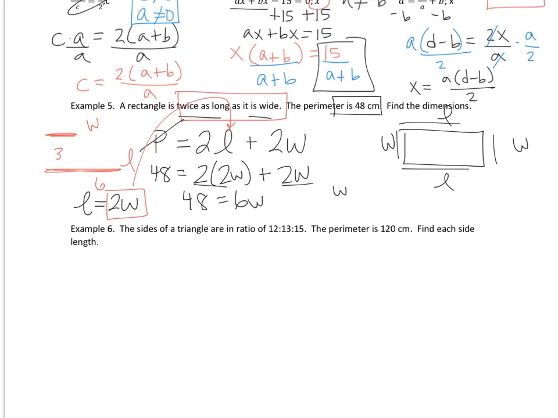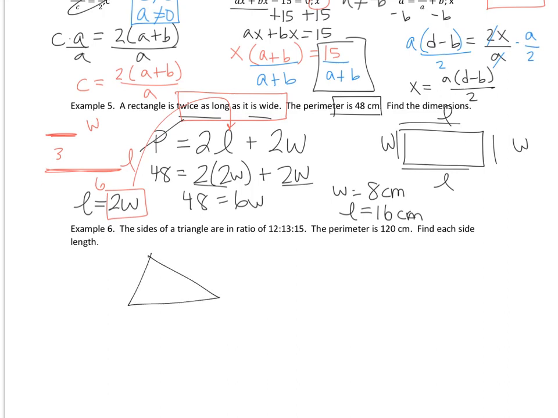The width equals 8 centimeters. So therefore the length has to be twice that. So length is 16 centimeters. Does it make sense? Does 8 plus 8 plus 16 plus 16 add up to 48? Yes, it does.